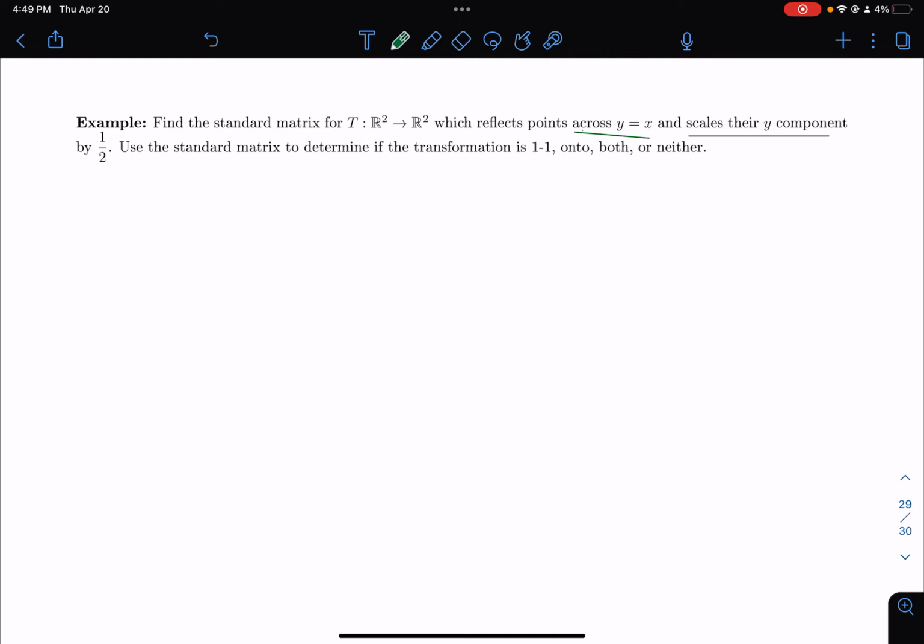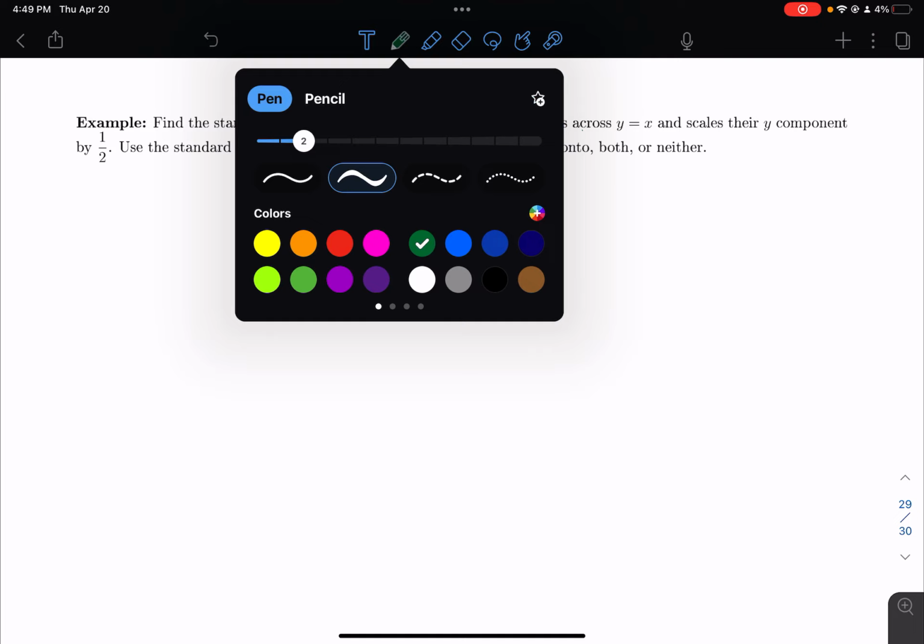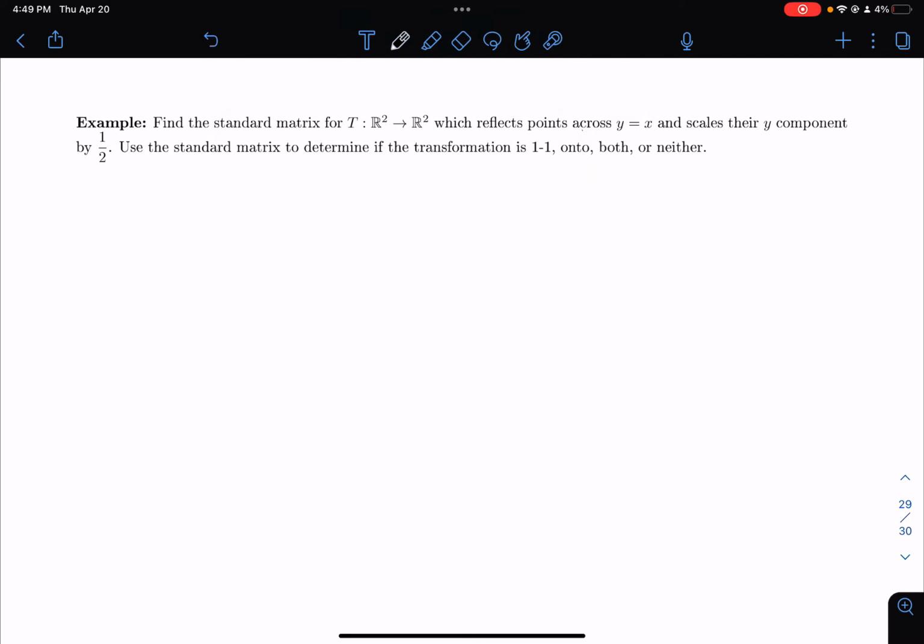Okay, so find the standard matrix, and then it says use it to figure out if the transformation is 1-to-1 or onto or both or neither. So recall the formula for the standard matrix. I'm going to call the standard matrix A.